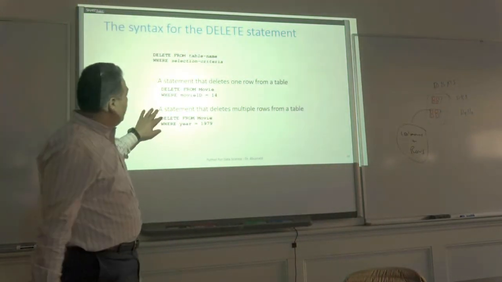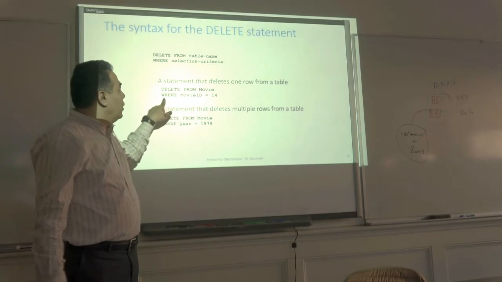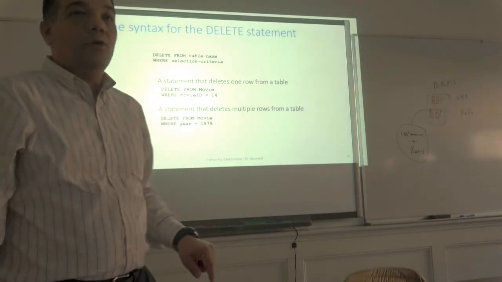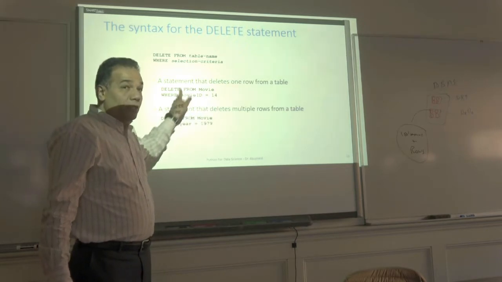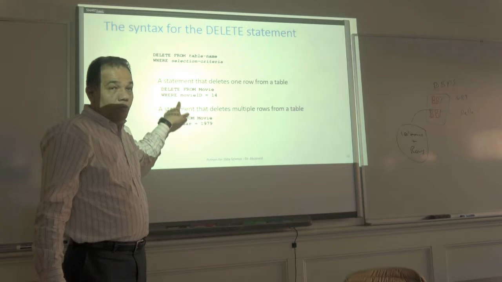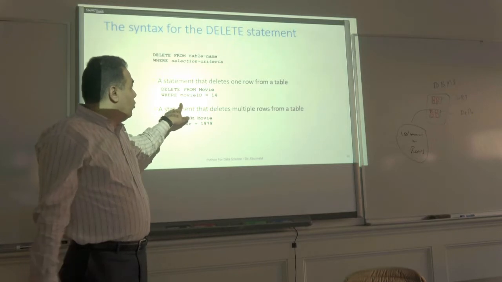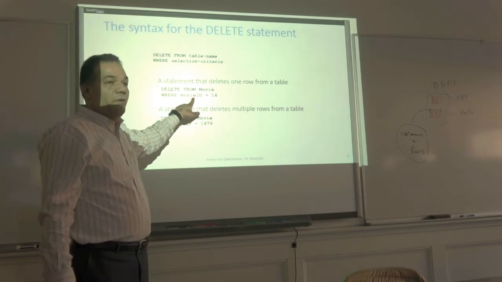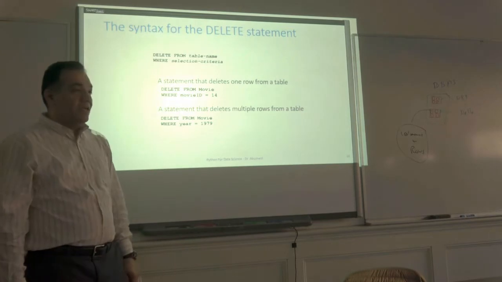All right. So in here, for example, a statement that deletes one row from a table. Delete from movie, where movie ID is 14. So how many records will be deleted? One. Why? Because I'm using movie ID 14. Is it one or more? One. Because movie ID is a primary key, and in the table I have one primary key. What if I say, for example, where minutes less than 90? How many will be deleted? 3. All matches, right? In here, delete from movie, where year equals 1979.